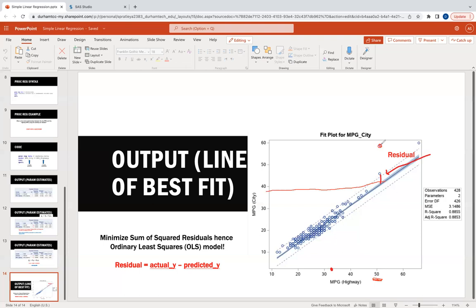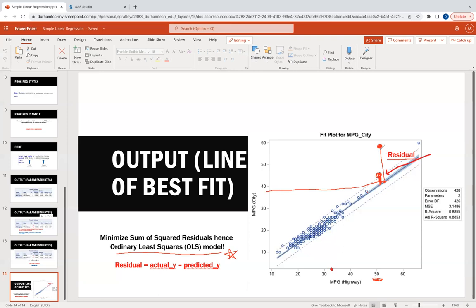So the distance between what actually happened and what I predicted to happen is known as the residual, okay? And pretty much ideally, I want to get my model as close to these points as possible, okay? I want to minimize the residuals. So that is why it's called the ordinary least squares model, because you want to minimize the sum of squared residuals, because the smaller the residual, the smaller the vertical distance is, the more accurate your estimation or prediction was, right?